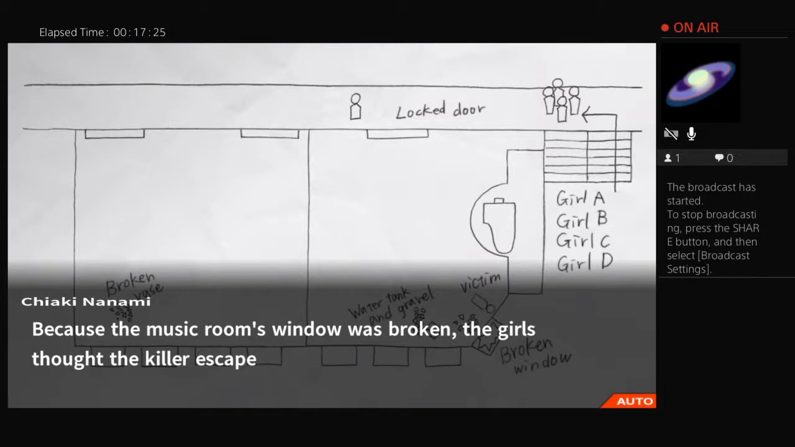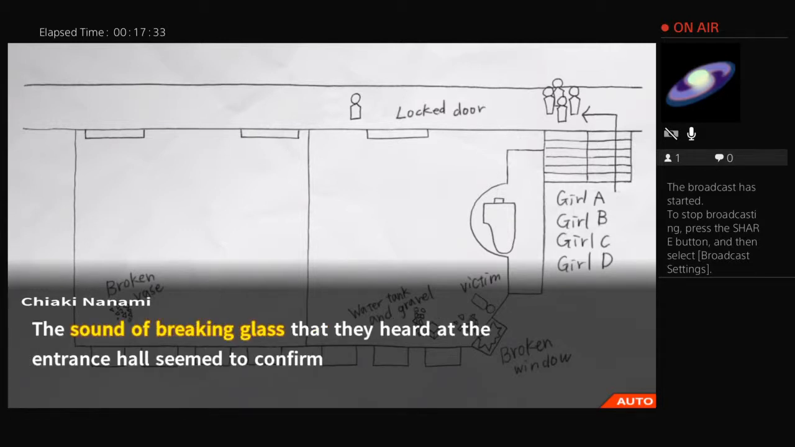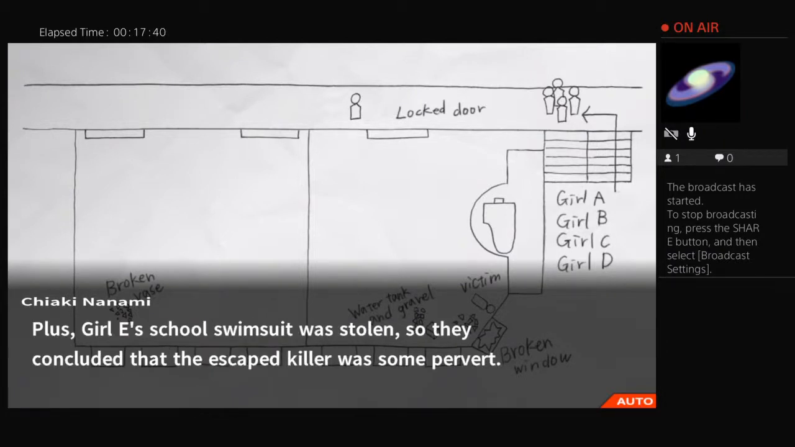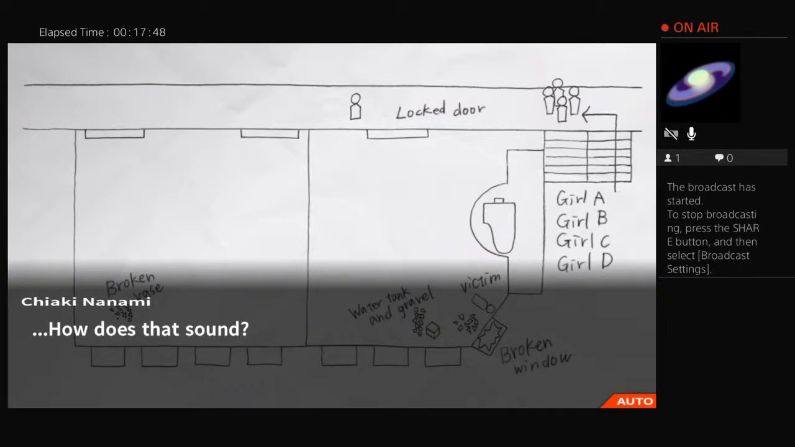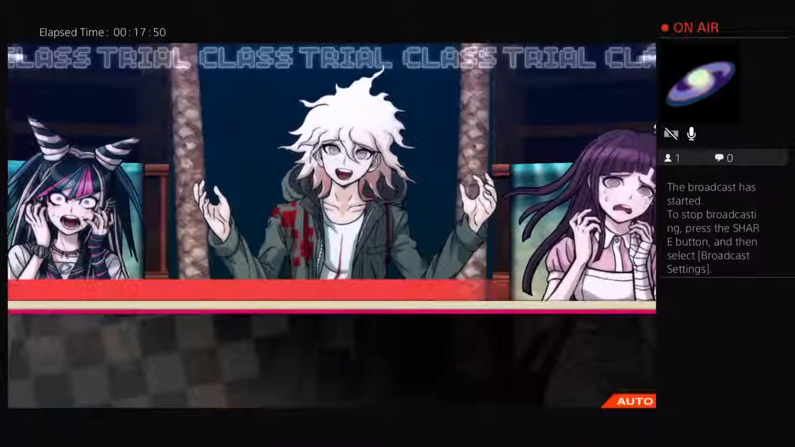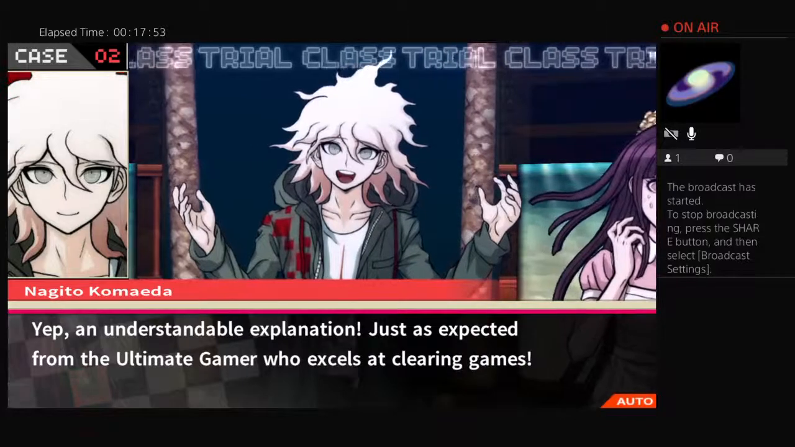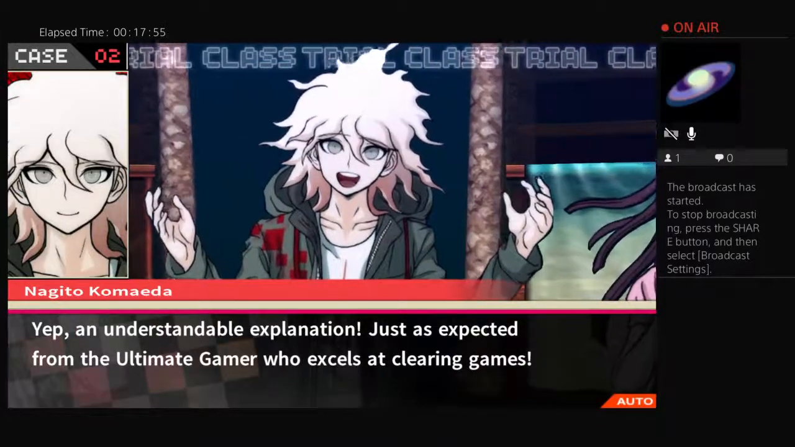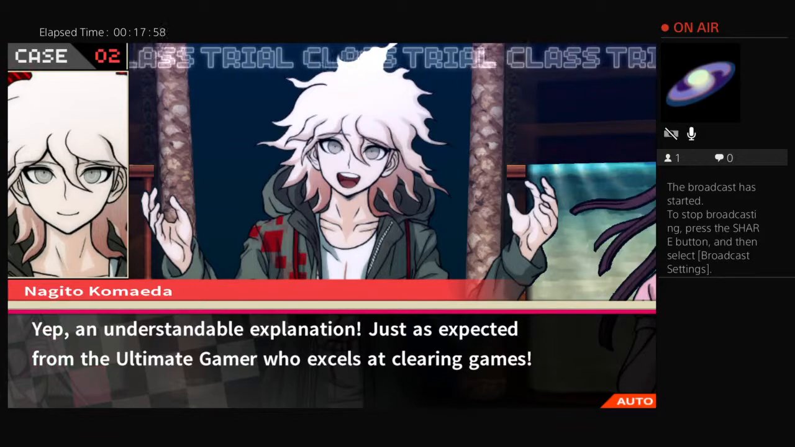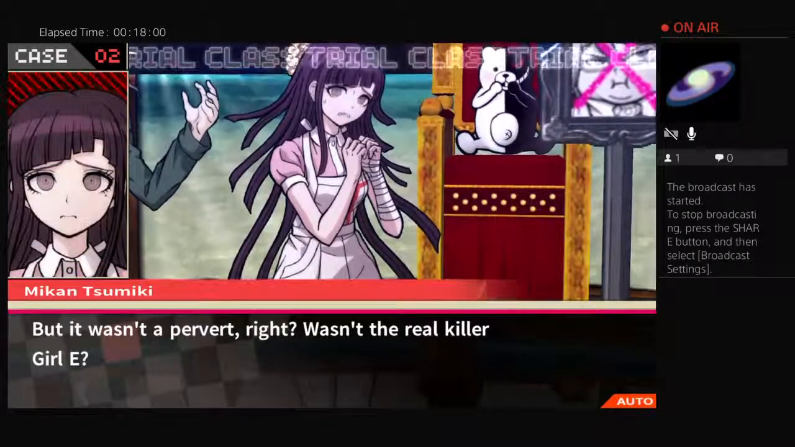Because the music room's window was broken, the girls thought the killer escaped through there. The sound of breaking glass that they heard at the entrance hall seemed to confirm that. Plus, Girl E's school swimsuit was stolen, so they concluded that the escaped killer was some pervert. How does that sound? Yep, an understandable explanation. Just as expected from the ultimate gamer who excels at clearing games. But it wasn't a pervert, right?